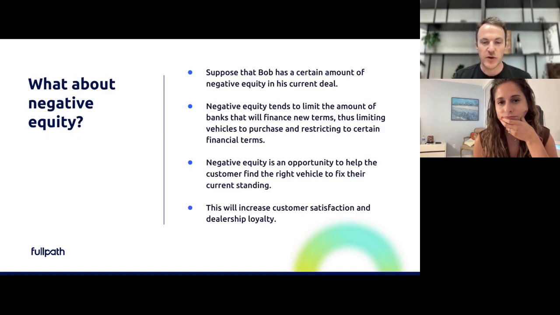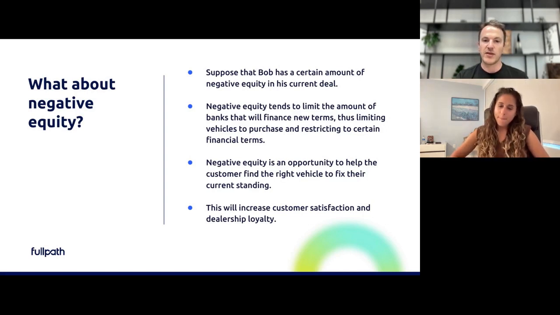But negative equity isn't that much worse. Bob has negative equity on his current deal, and as opposed to Alice, he'll have a hard time getting out of that deal. But for you as a dealership, that's an opportunity. You can help Bob with our tool to find the right opportunity to get out of his current deal. Bob will thank you. Bob will be satisfied with his newer car with his better terms, and that will increase his loyalty for the next time that he'll buy a new car.